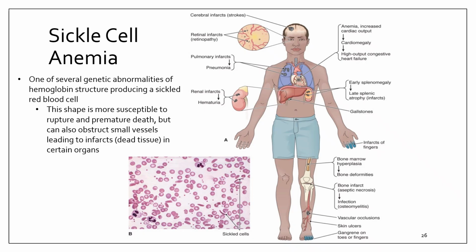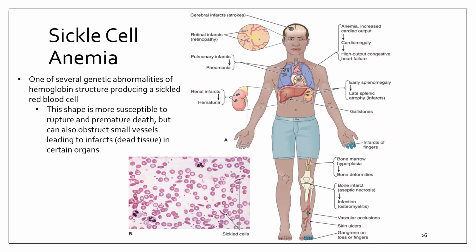Sickle cell anemia is one of the most well-known genetic disorders of hemoglobin structure, and from a histology standpoint, it's one of the most visually distinctive. This condition occurs when normal hemoglobin A is replaced by hemoglobin S due to a single amino acid substitution in the beta globin chain. That tiny molecular change has massive downstream effects on cell shape, flexibility, and survival.